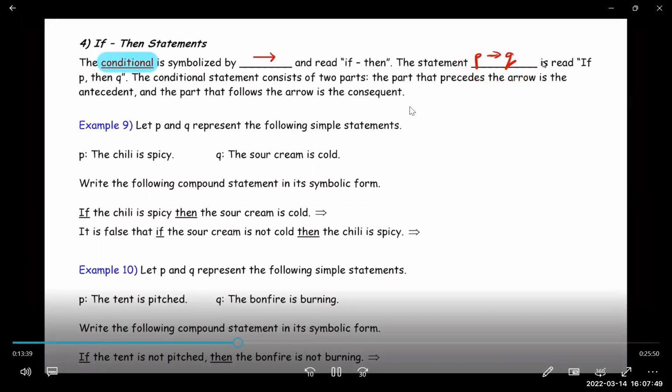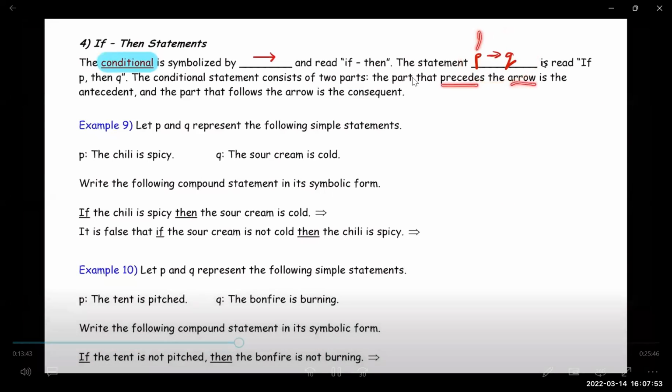The conditional statement consists of two parts. The part that precedes the arrow, that means comes before, is the antecedent, and the part that follows, which is after, is the consequent.